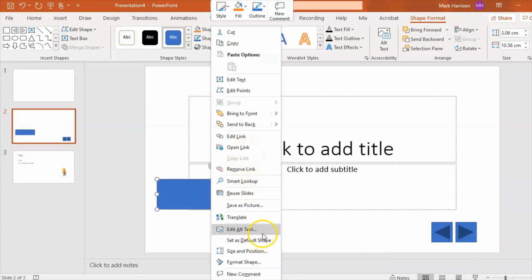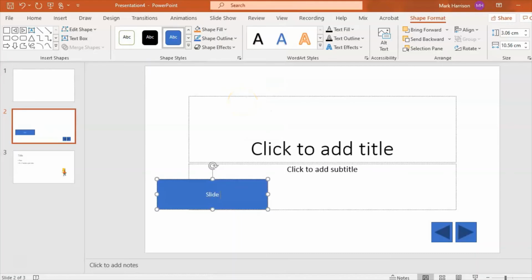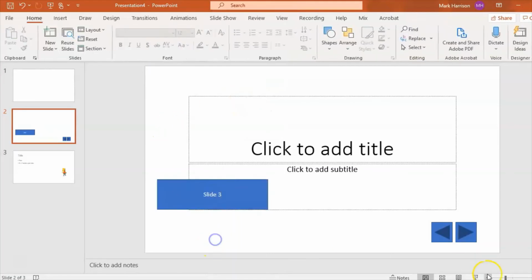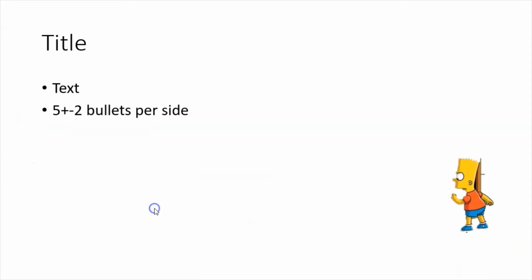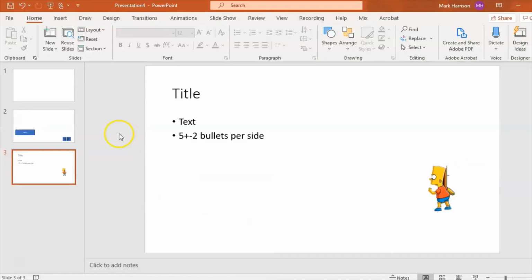Right click on it. Okay, I can add text onto it. Edit text. And I can write slide three. And then if I just preview that, that takes me to slide three.